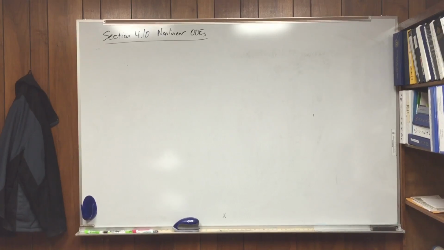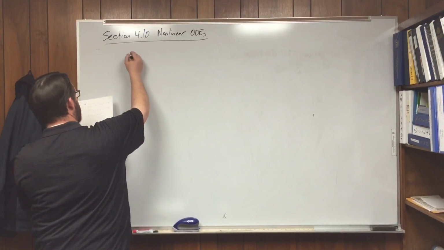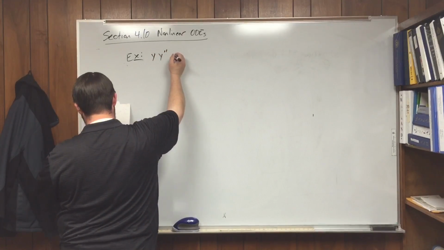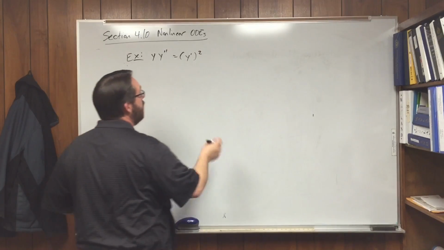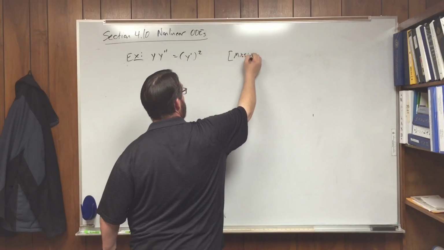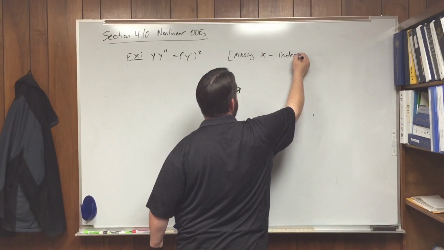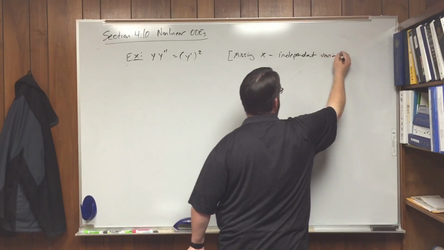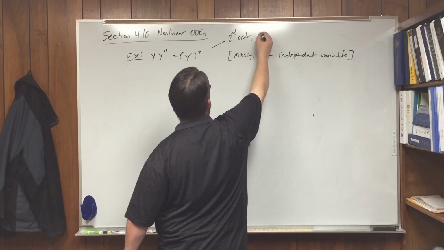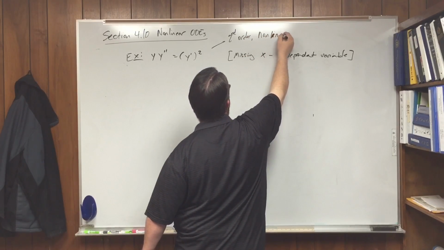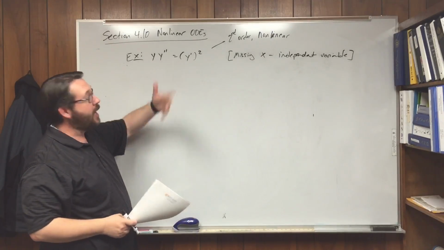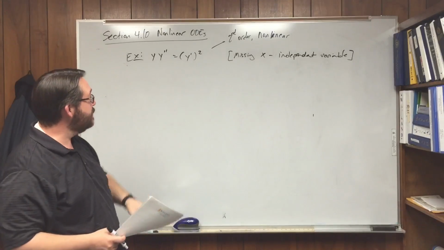Now let's consider the next example, which will be y double prime equals y prime squared. And what I want you to notice about this one is that it is missing x, the independent variable. It's also, by the way, second order, and it's nonlinear. And as before, it's ordinary in the sense that we don't have partial derivatives. So there's going to be an implied independent variable x that's missing.